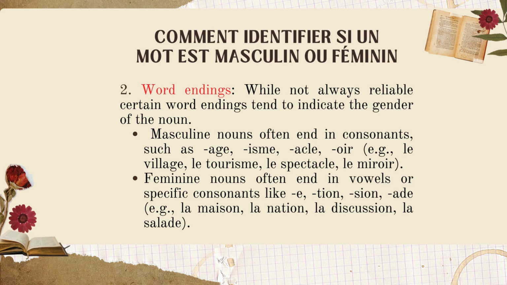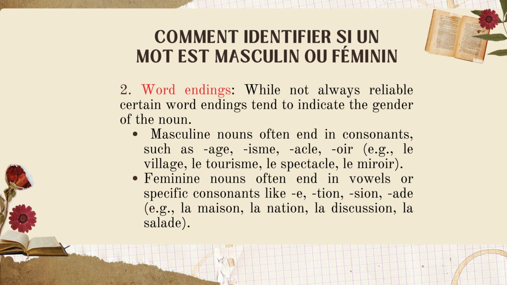Feminine nouns often end in vowels or specific consonants like e, tion, sion, and so on. Example: la machine, the machine, la nation, the nation, la discussion, the discussion, la salade, the salad.